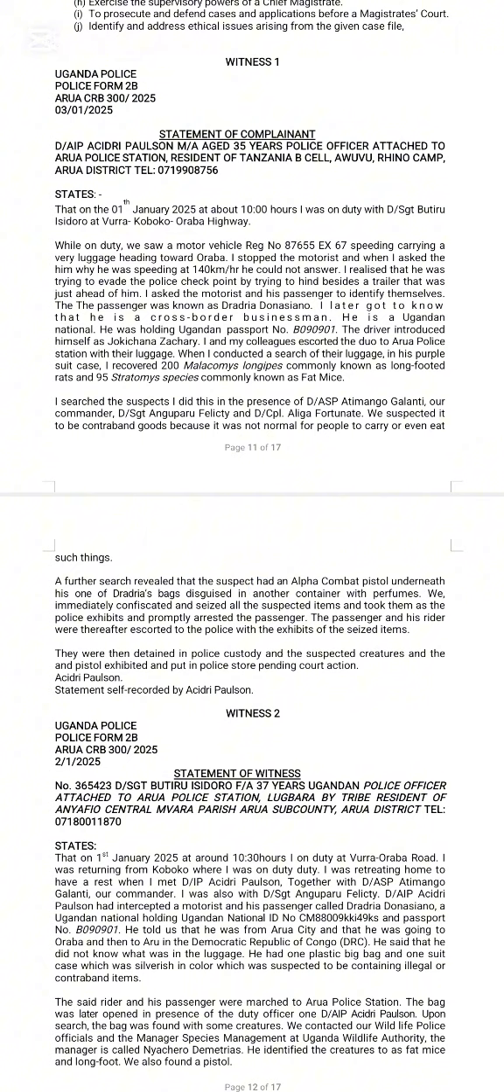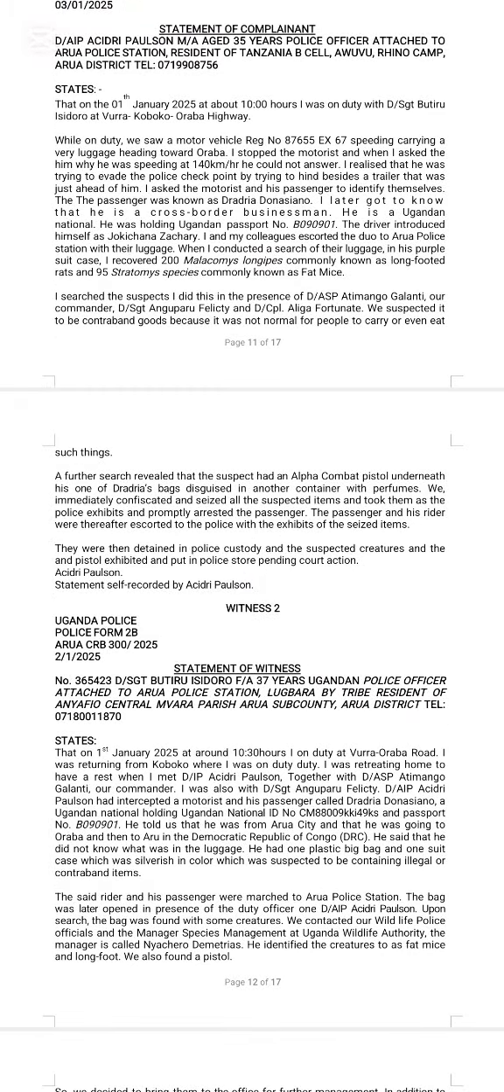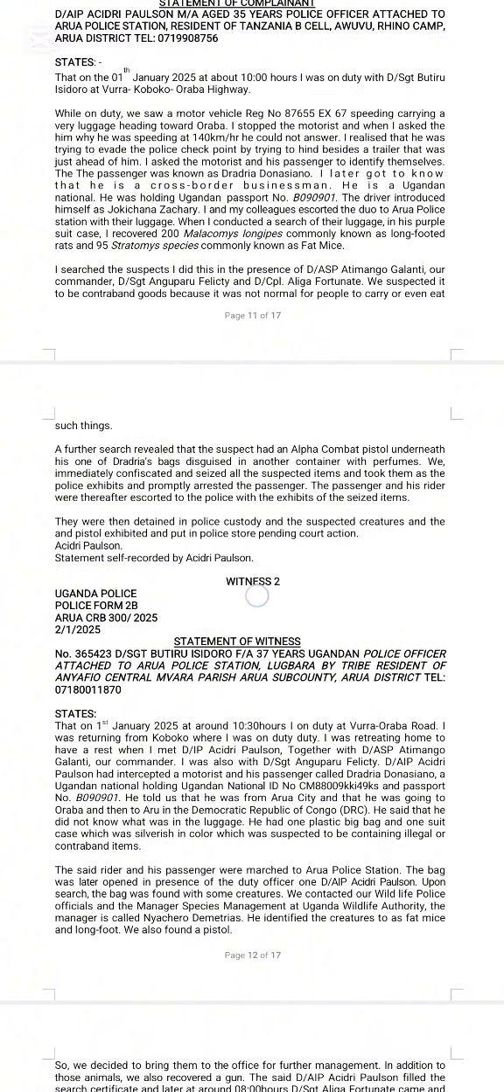Statement of the complainant, Asidiri Paulson: On 1st January 25 at about 10 hours I was on duty with DCT Bituru Sondoro. While on duty we saw a motor vehicle speeding, carrying heavy luggage, heading toward Oraba. I stopped the motorist, and when I asked him why he was speeding, he could not answer. I realized that he was trying to evade the police checkpoint by trying to hide beside the trailer that was just ahead of him.